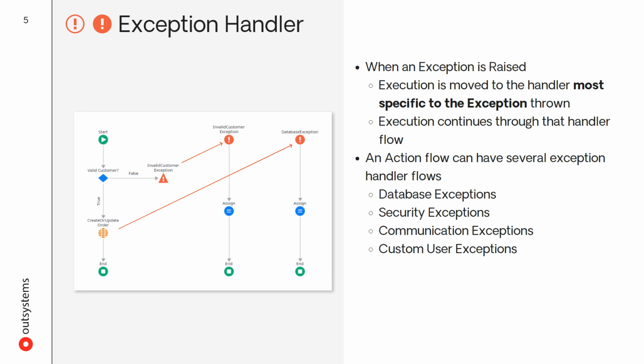So what does it mean to move the execution to an exception handler flow? It means that whenever an exception is raised, the execution moves to the most specific exception handler. It will then proceed through that handler flow. So if a database exception occurs and a database exception handler flow exists, that is where the execution will move to. This is important when we have multiple exception handlers inside an action flow. An action can have multiple exception handler flows for database, security, communication, and custom user exceptions.